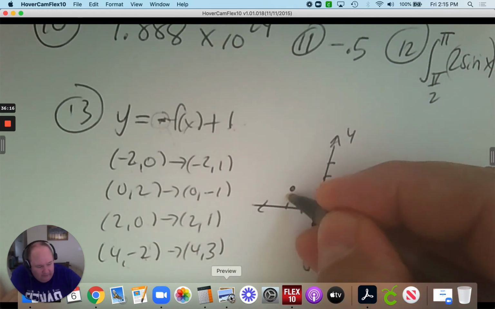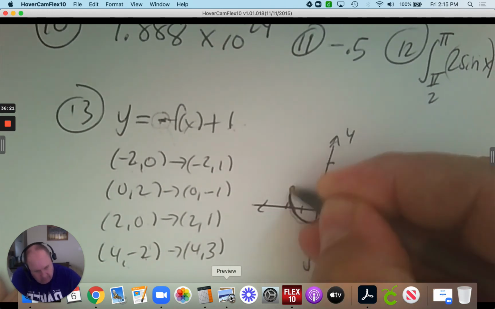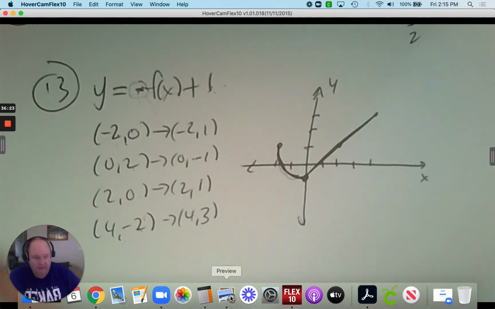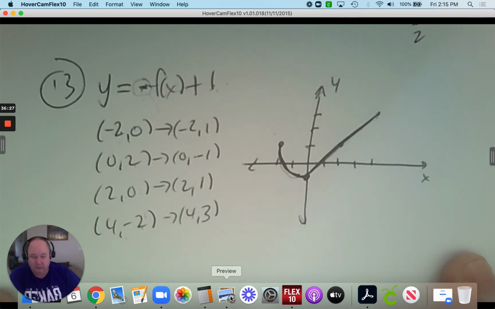So it's now going to curve like this, because it's been reflected down. So it has that curve and then a line, and that's what it looks like. That's number 13.